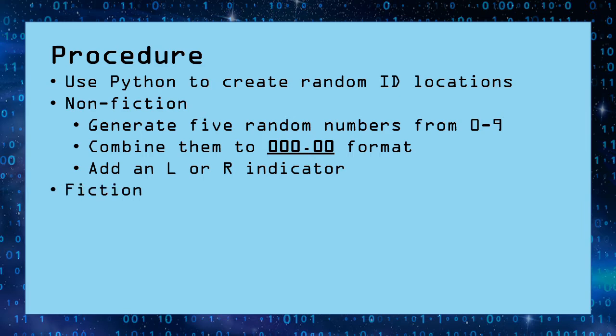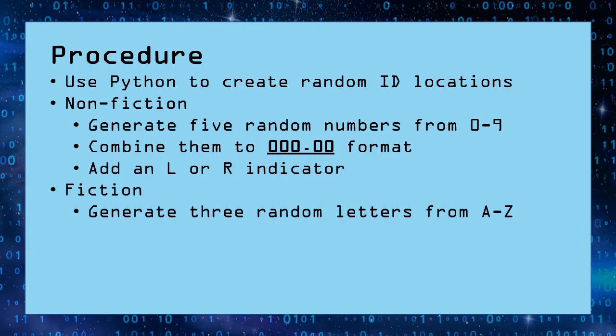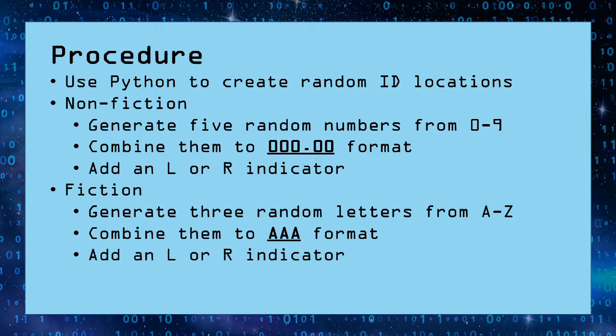Now for fiction, it won't be Dewey Decimal, it'll be the last name of the author. So I'm going to generate 3 random letters from A to Z and combine them to the format of 3 letters. And this is fairly low level. I'll also add an L or R. This is very low level. I could obviously do more nuanced code to have better approximations of IDs, call numbers for books, but this is good enough for my purposes.